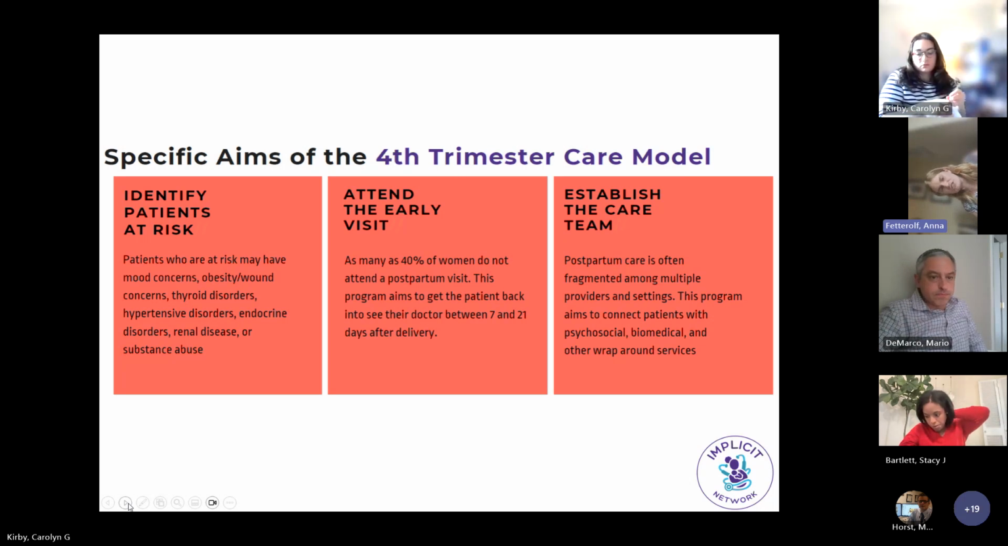So just to review, the aims of our fourth trimester care model are to identify patients at risk, have an early postpartum visit, and establish a care team. Next slide, please.